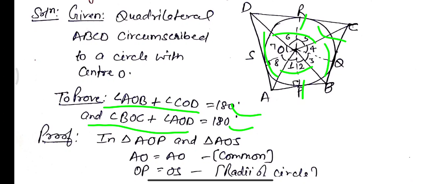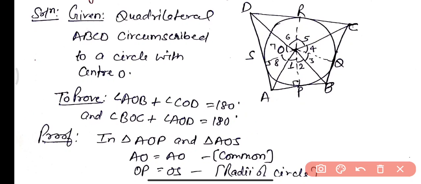So now, in the triangles, we have to take any pair of triangles. So you can take this pair, this pair, this pair, and this pair, whichever you like. So look, I am taking this one and this one, triangles AOP and AOS, so you can see on the screen.